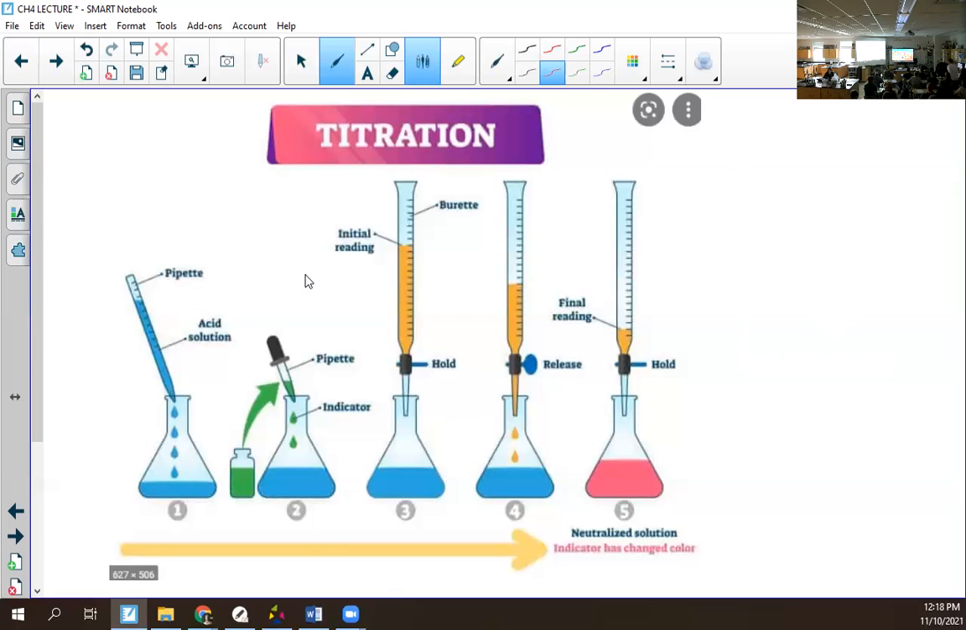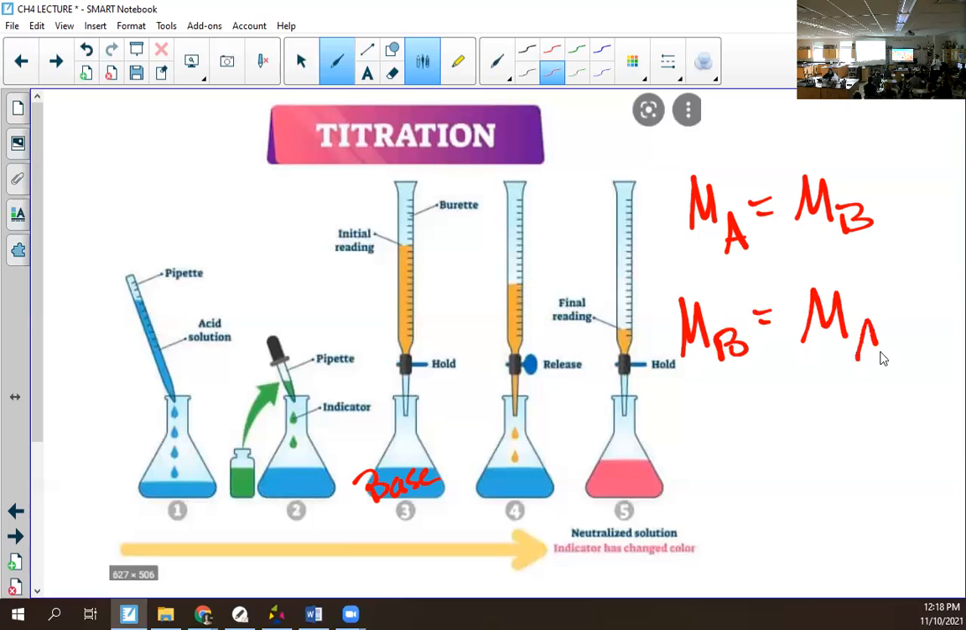Wait, so it wasn't acid? No. I'm asking what this is. This is currently a base because it's a darker color. It could be either one. This can be a base and this can be an acid, or this can be an acid and that can be a base. It doesn't matter, because the moles of acid equal the moles of base, or the moles of base equal the moles of acid. We can do it either direction. It doesn't matter.